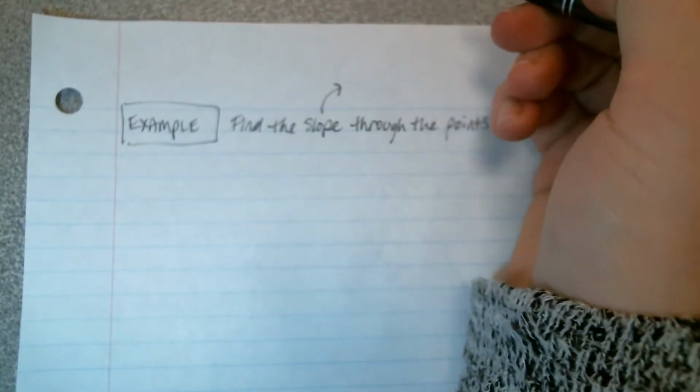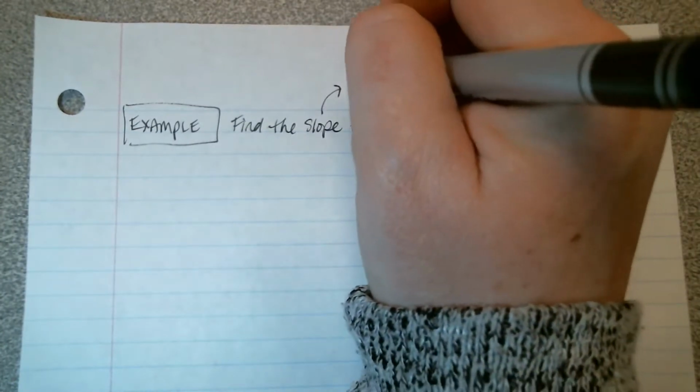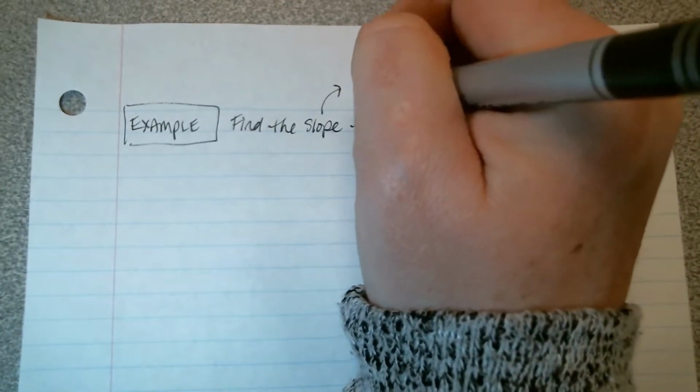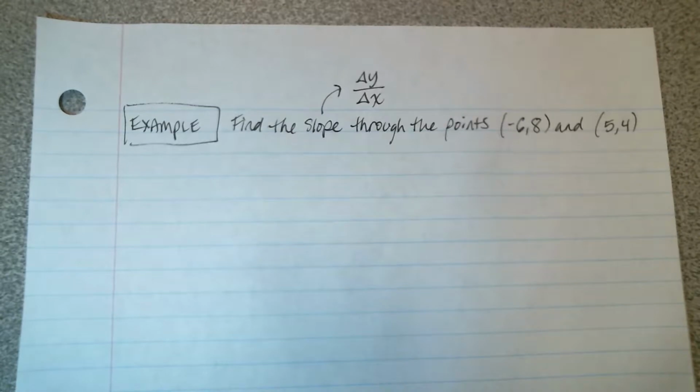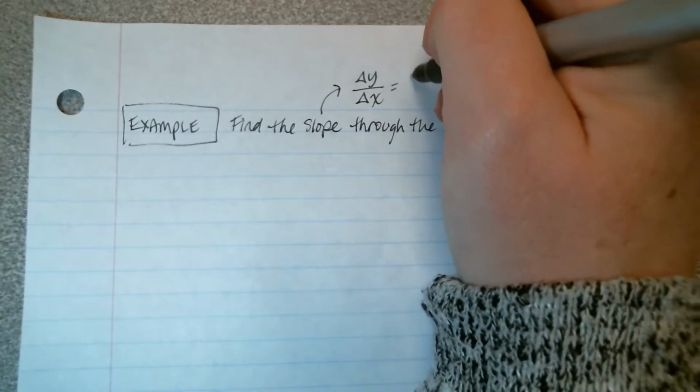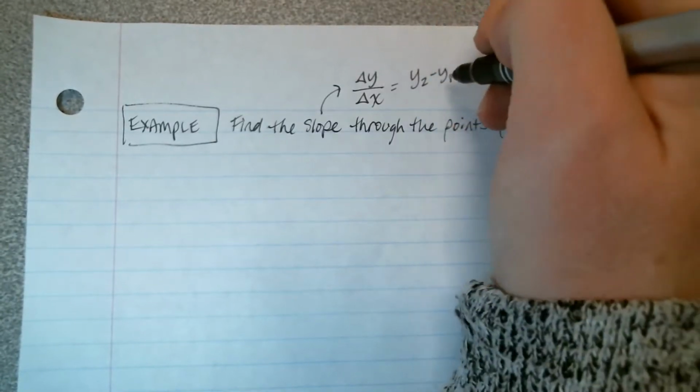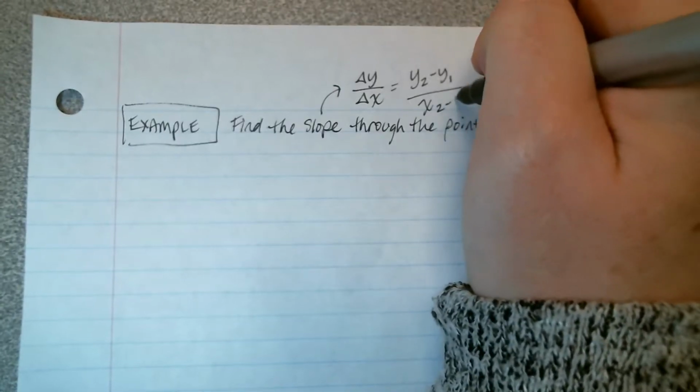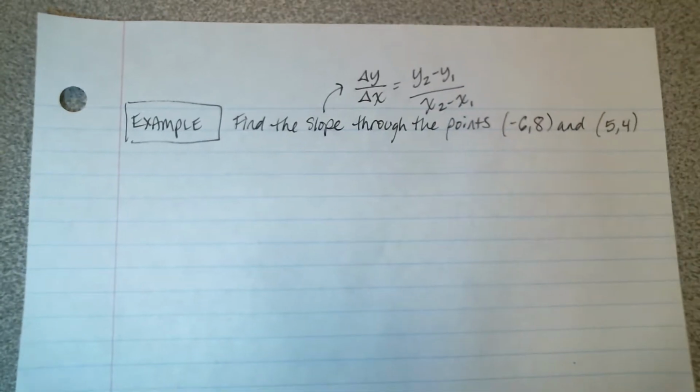So remember the formula for slope from your text. Slope is the change in y over the change in x, also known as the difference in the y coordinates divided by the difference in the x coordinates. So we're going to use that here in this first example.